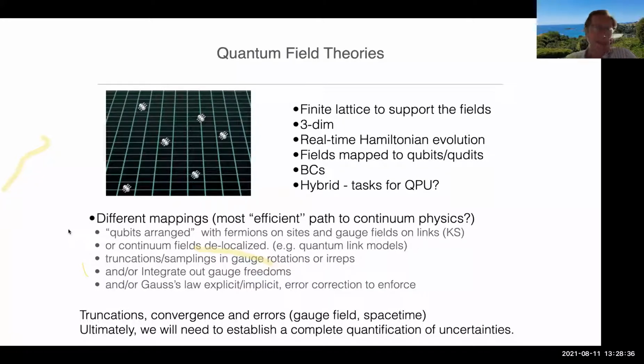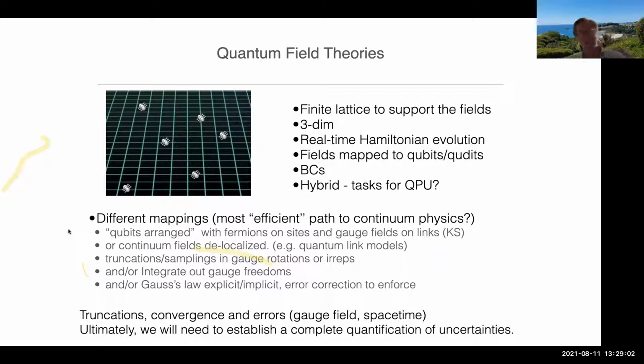When it comes to mappings of the system of interest, be it the electroweak sector or QCD simulations, there's no unique path forward. At the moment, there are no winners and there are no losers in this regard. And so all possible algorithms and all possible mappings and simulation techniques are to be explored.